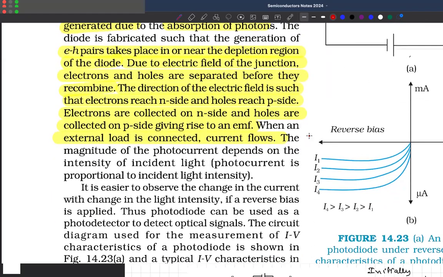You are operating in the reverse biased mode. Now see, at an intensity I1, at an intensity I2, at intensity I3, at intensity I4, you can see the magnitude of the saturation values increases with intensity. You can see that here.